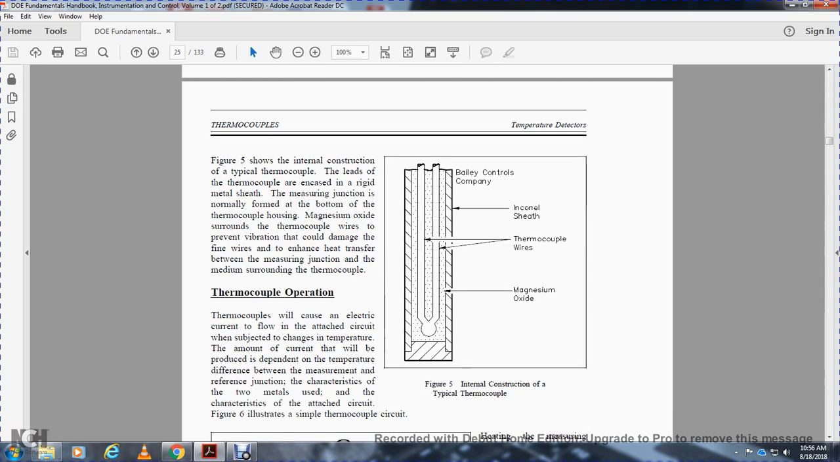Figure 5 shows the internal construction of a typical thermocouple, with the leads of the thermocouple connected to the ridge of the metal sheath, with the measuring junction normally formed at the bottom of the thermocouple housing. Magnesium oxide surrounds the thermocouple wires to prevent vibration that could damage the fine wires, and to enhance heat transfer between the measuring junction and the medium surrounding the thermocouple. Figure 5 shows the internal construction of a typical thermocouple from the Bailey Control Company, with the Inconel sheath, the thermocouple wires, and the magnesium oxide.